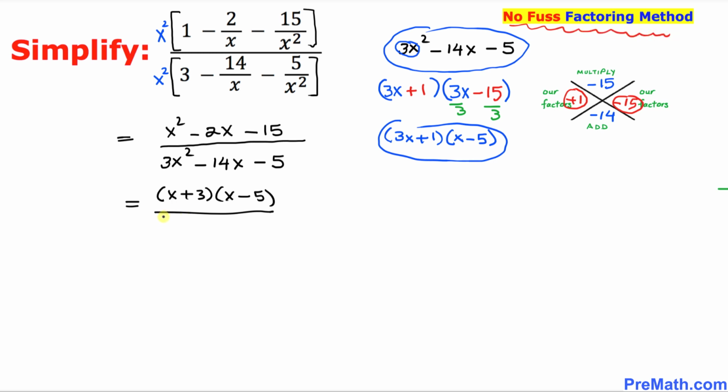So in the denominator, we just figured out the factors. We are just going to put down those: 3x plus 1, and the other one is x minus 5. And once again, if you have further questions about no fuss factoring, you can check out more videos on the Premath channel.